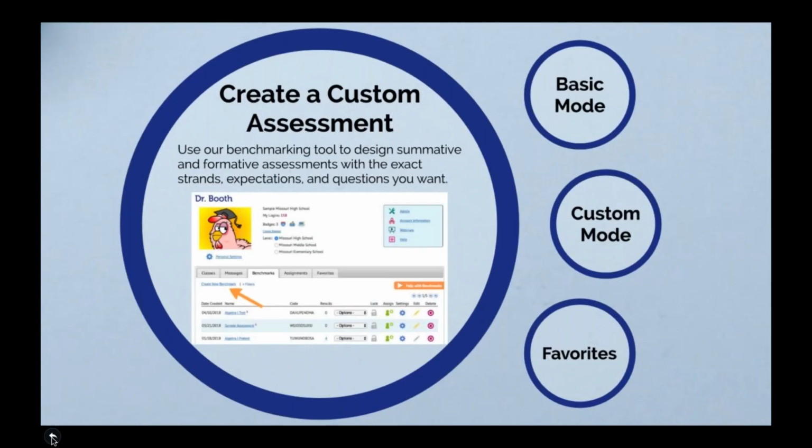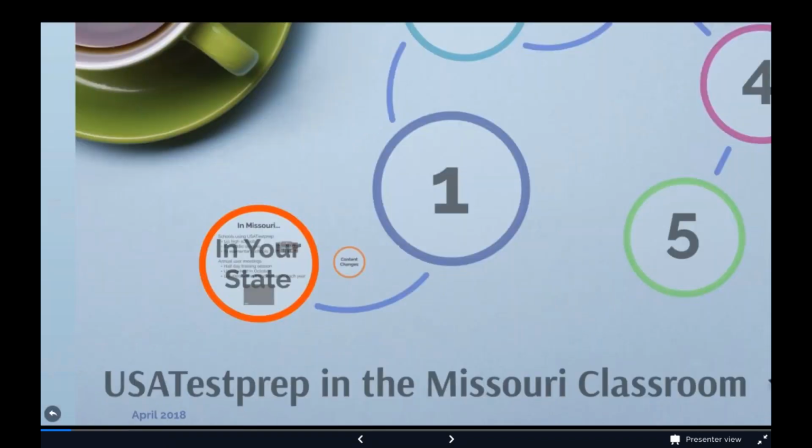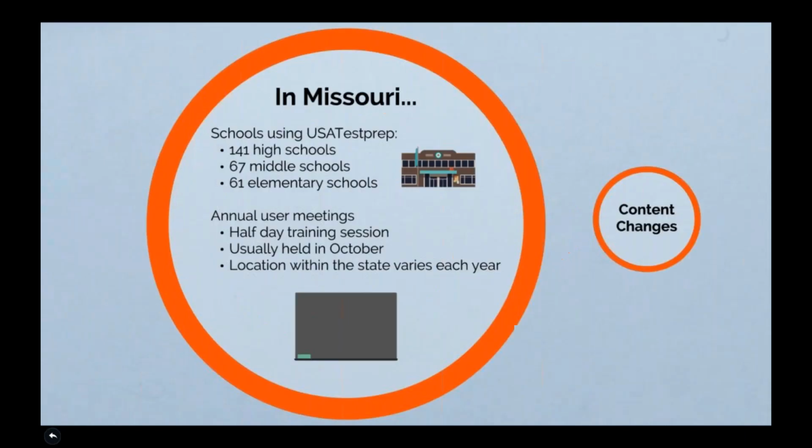Let me go back here about Missouri. I skipped my first section here. Okay, so first, in your state, just some quick statistics. There's 141 high schools who use USATestprep, 67 middle schools, and 61 elementary.